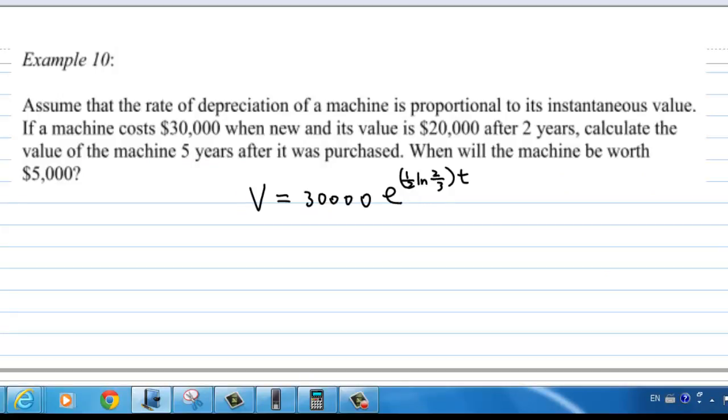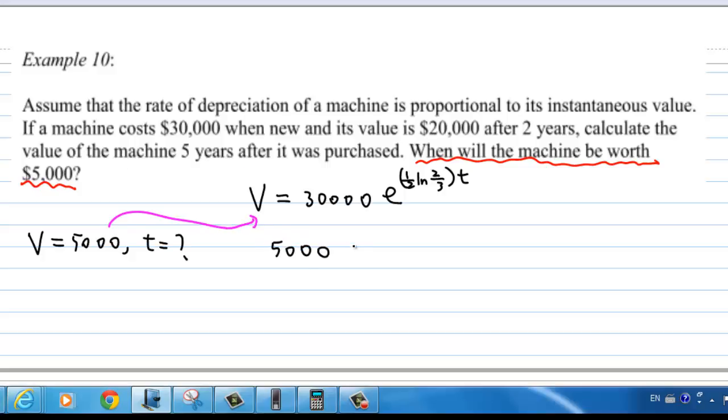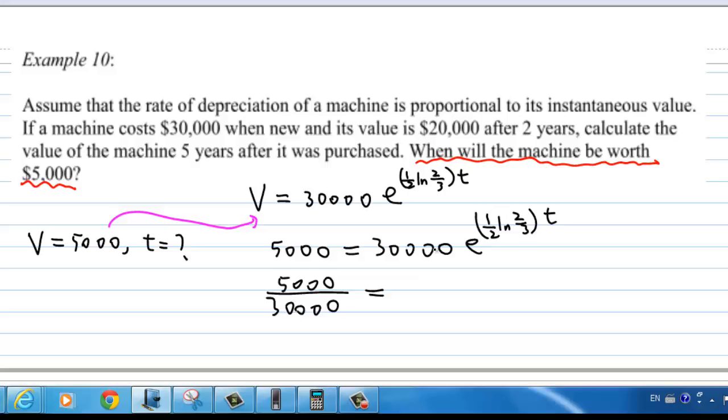Continue the next calculation. We want to know when will the machine be worth 5,000. So we take V equal to 5,000 and try to figure out what is t. So put this in. I get 5,000 equal to 30,000 times e power (half ln 2/3) t. Divide both sides by 30,000. I want to figure out what is t now. I get 5,000 over 30,000 equal to e power (half ln 2/3) t. 5,000 over 30,000 is 1 over 6. So we have 1 over 6 equal to e power (half ln 2/3) t.